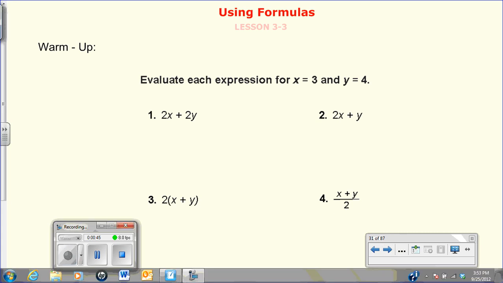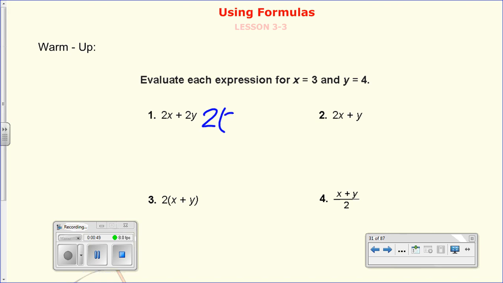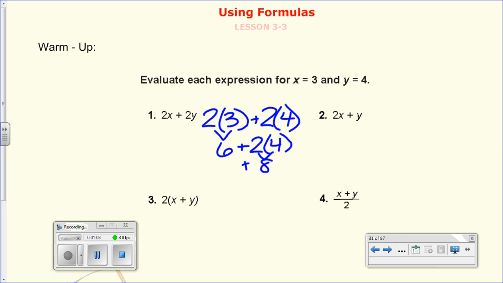All right, so let's check those answers. First thing you do is replace x with 3 and replace y with 4. Then the order of operations comes into play. You multiply before you add. So 2 times 3 is 6, and then I have 2 times 4 is 8. So I have 6 plus 8 is 14. So for 1, you should have had 14.